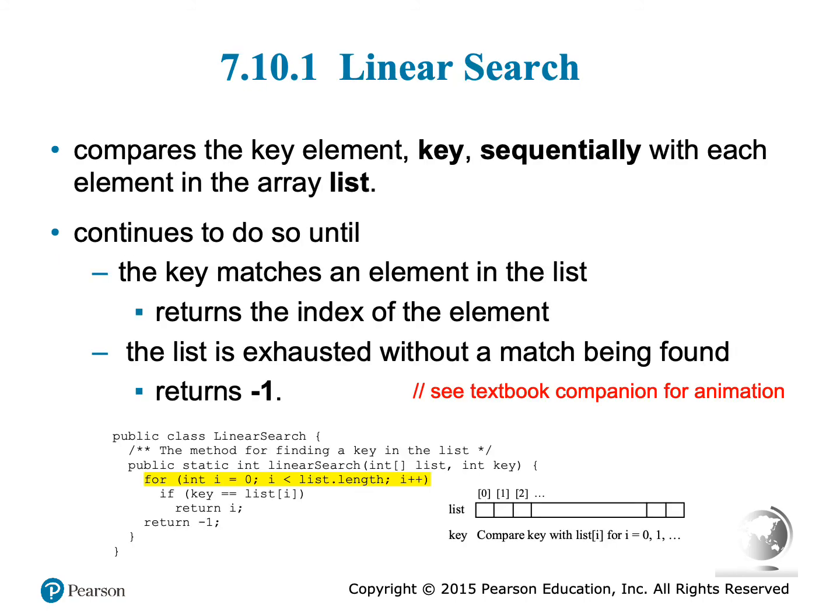First, we consider a most basic search algorithm, the linear search. In a linear search, a key element, the element we are searching for, is compared sequentially with each element in the array until one of two things occur. Either the key is found and the index of the element that matches the key is returned, or the list is exhausted without a match being found and a -1 is returned. Why do you suppose that -1 is returned and not 0?